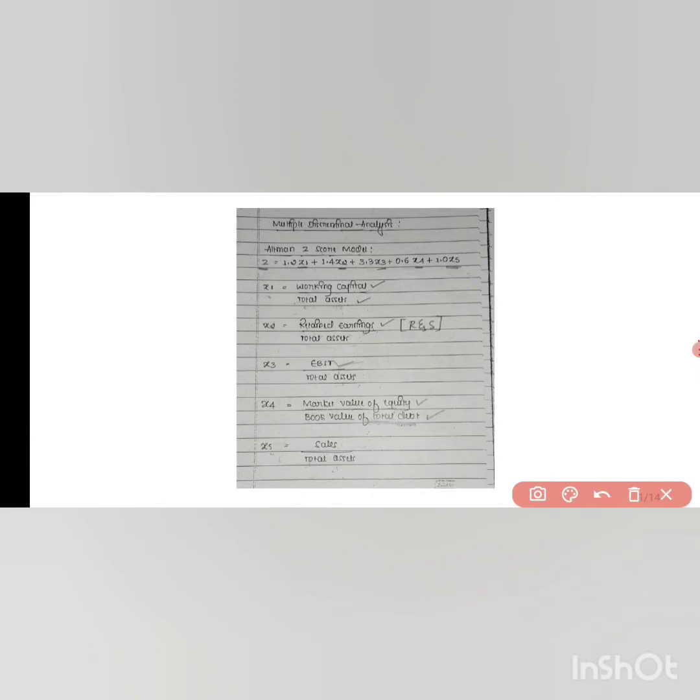See, in your previous video, everything was given directly. Working capital was given, retained earnings was given, total assets was given, EBIT, market value of equity, book value of debt, as well as the sales. Everything was given, so you just put the values in the formula and you got the value of Z. But in the 15 marks problem, they won't give every piece of information directly. Okay, we have to find it out.